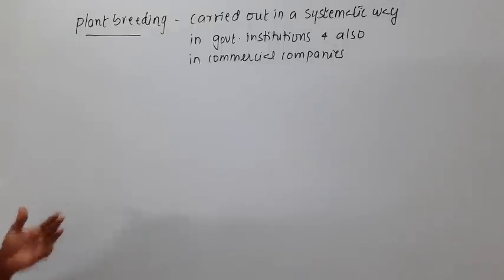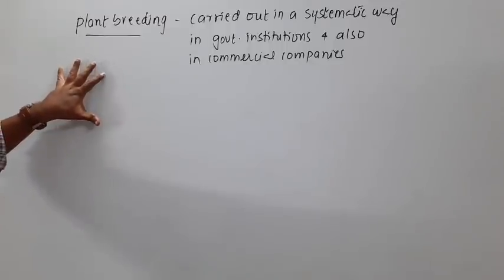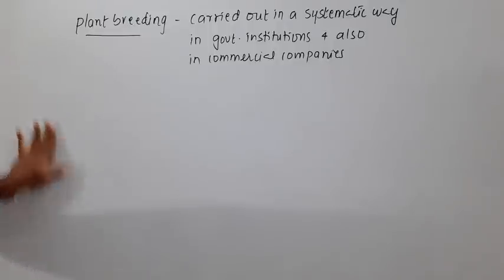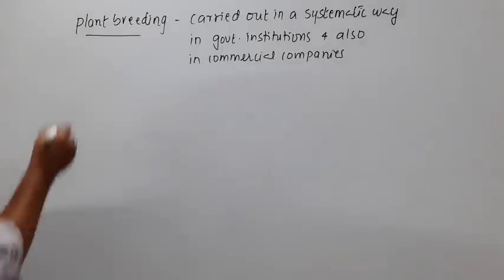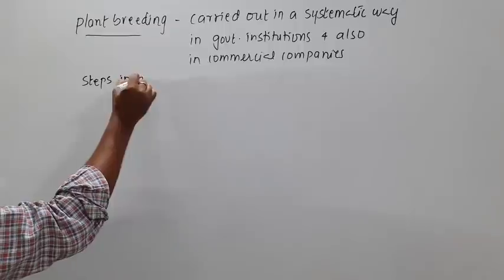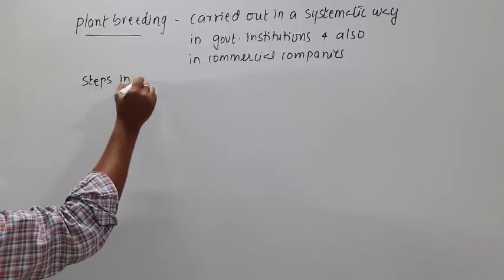Anyway, we'll see those things in detail, and by the time we finish this, we will understand for what purpose plant breeding will be useful and how we will be able to develop new cultivars. Now, let us look at the steps in plant breeding.